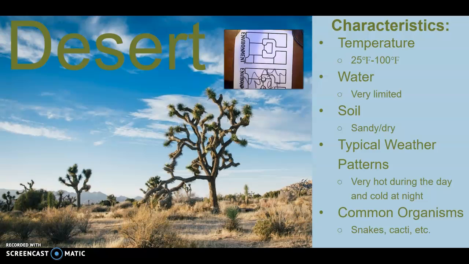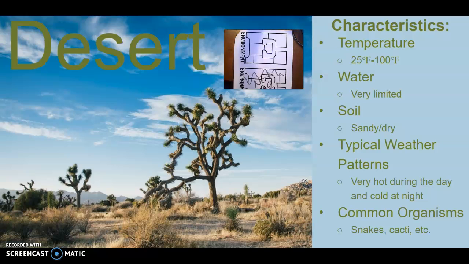Okay, so I am going to read these facts and then I'll show you kind of what my picture would look like. Okay, some characteristics of the desert. The temperature ranges from 25 degrees to 100 degrees Fahrenheit. The water in the desert is very limited. Now, you can find some water if you know where to look, like if you know which plants to look in, or if you know that water will be in valleys, if you can find some.